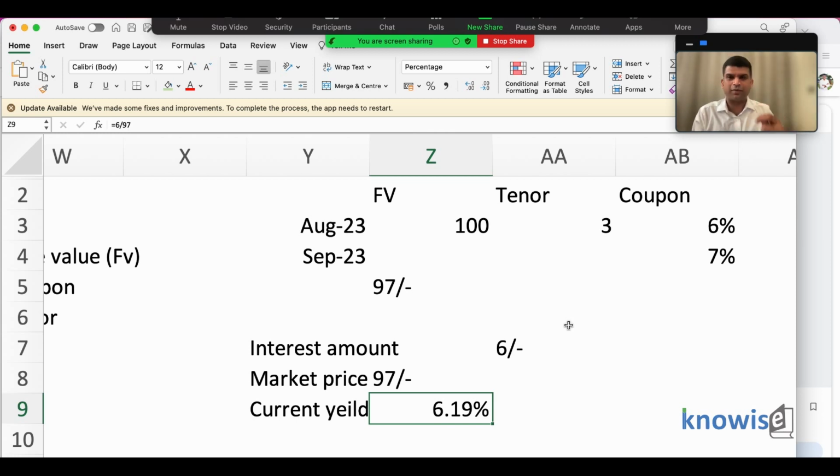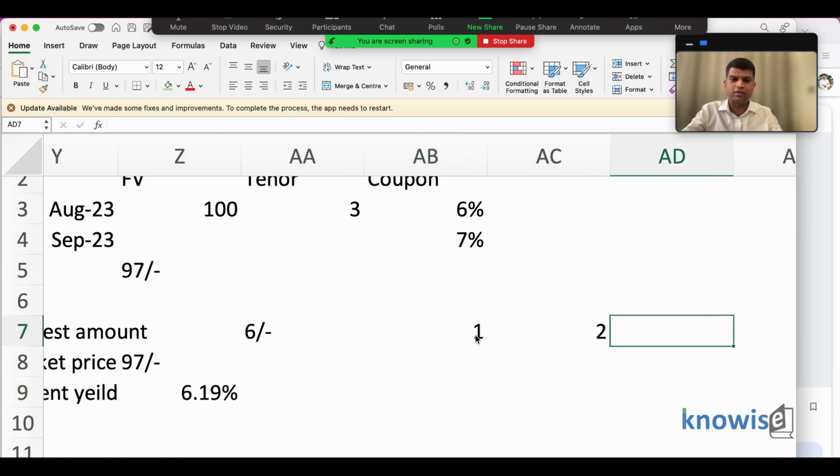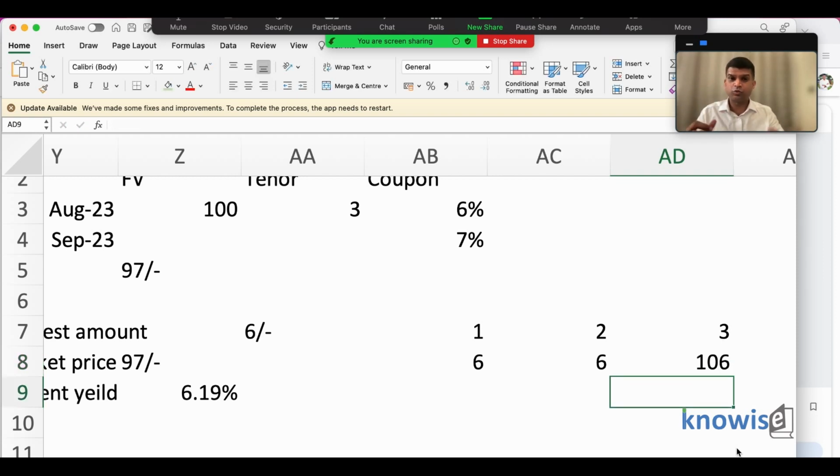So how does it work? When you are buying my bond, in this case my August series bond, you are going to get cash flow for 3 years, isn't it? So what are the cash flows for year 1, year 2, year 3? You're going to get year 1 6 rupees, year 2 6 rupees, year 3 106 rupees. How are you getting 106 rupees? 6 rupees is the interest component plus 100 rupees, that is the principal repayment, that is face value, right? So this is the cash flow you're going to get over a period of 3 years.